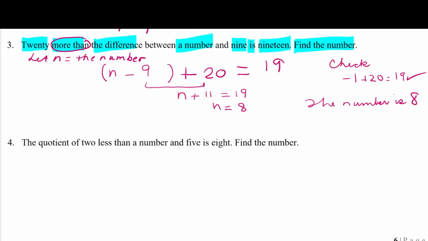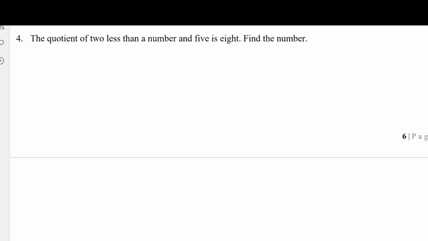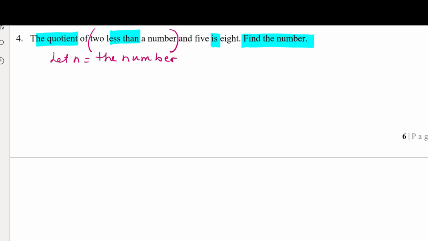Okay, one more in this video. Let's see how you do here. So the quotient, that means there's a division. So the quotient of 2 less than a number, remember we talked about "less than"? I'm going to put a little parenthesis around 2 less than a number. This is an expression right here. So the quotient, divide 2 less than a number and 5, is 8. Find the number. Let n be the number. Okay, our declaration statement. We're training ourselves, right?